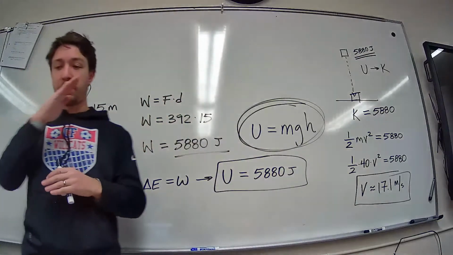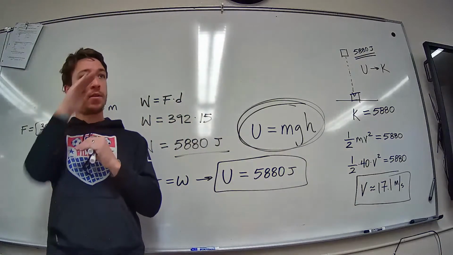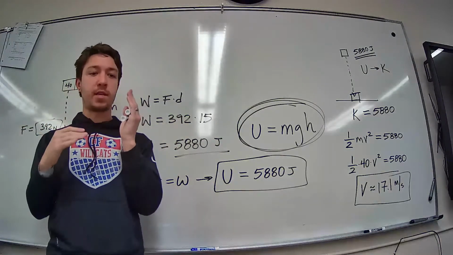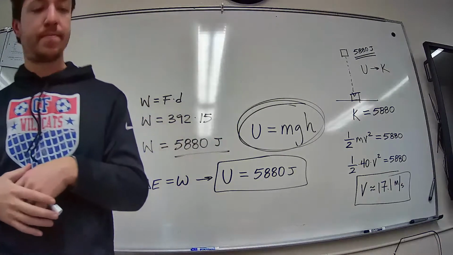If you shoot a projectile out at an angle, you can just quantify its movement with energy and not have to worry about sines and cosines, which is really nice.